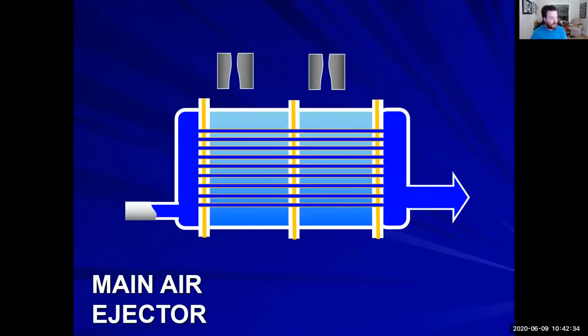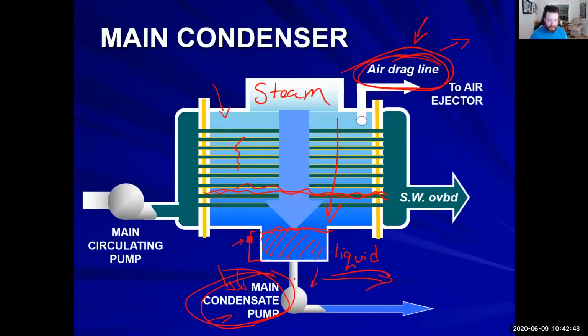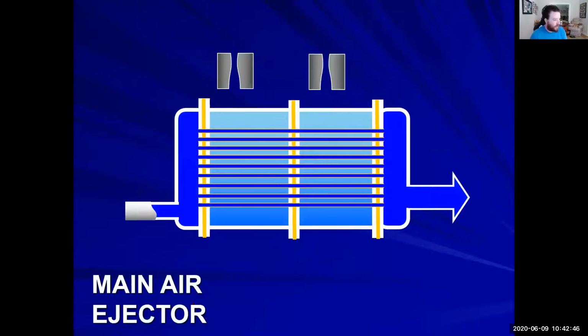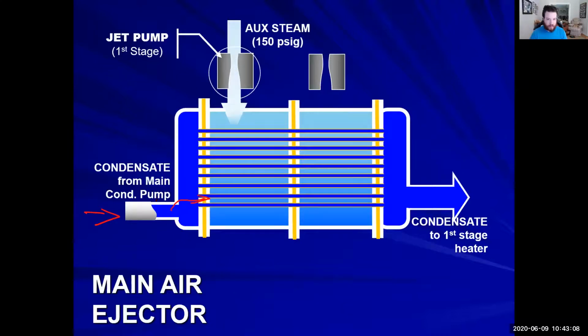So let's talk about that main air ejector. We have our condensate from our main condensate pump. Where is that located? That's located right here. Thanks for asking. So we come from our main condensate pump, and we go through the main air ejector. Same thing, shell and tube type heat exchanger. But we are no longer the primary fluid. We are no longer that fluid one. So let's talk about that fluid one.